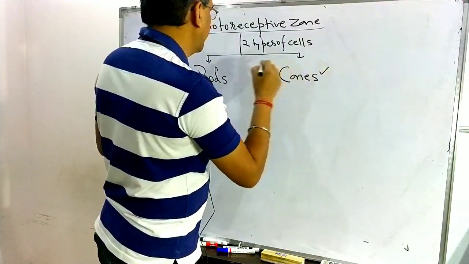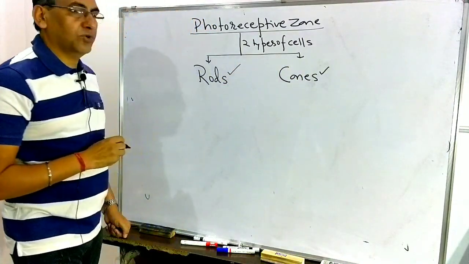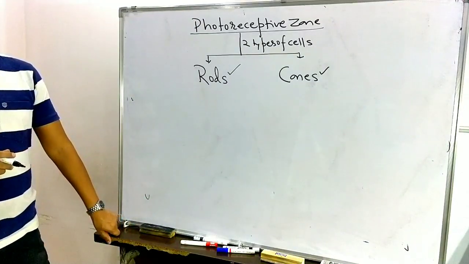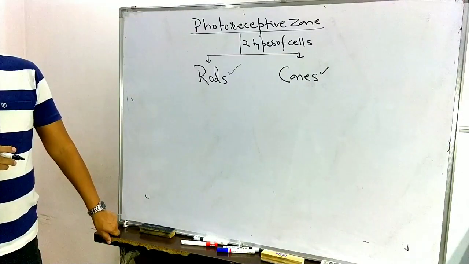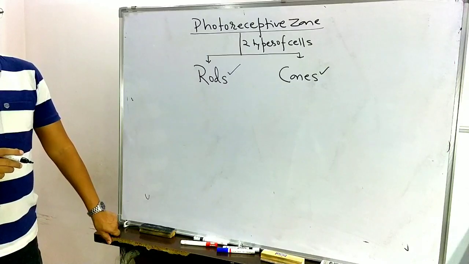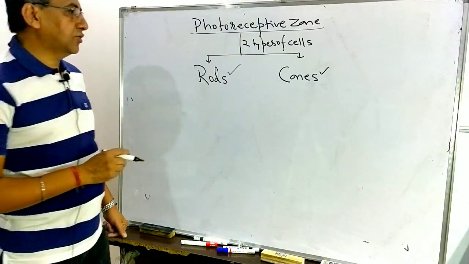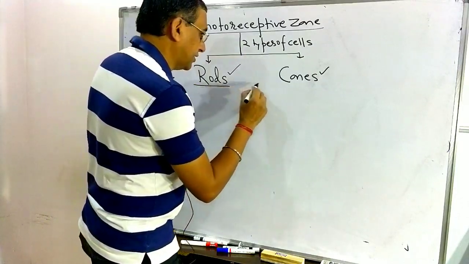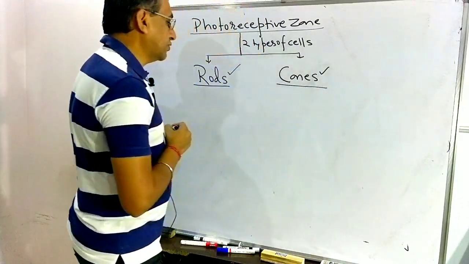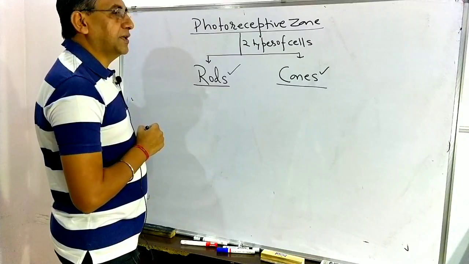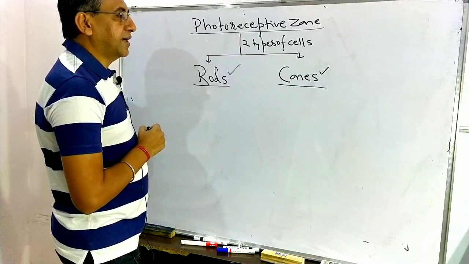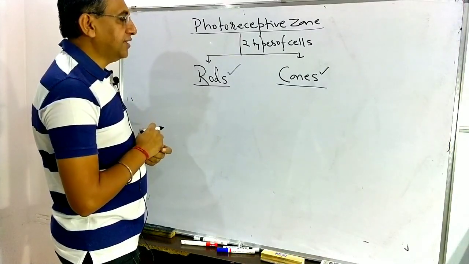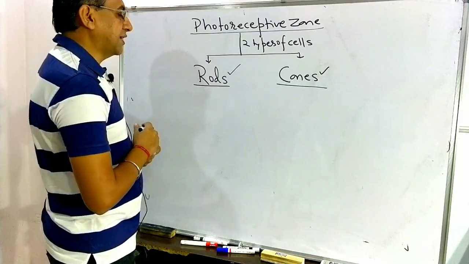So how many types of cells are present in the photoreceptive zone? Two types of cells are present. Rods are present and the cones are also present. Rods and cones, they are the photoreceptive cells, the photosensitive cells.